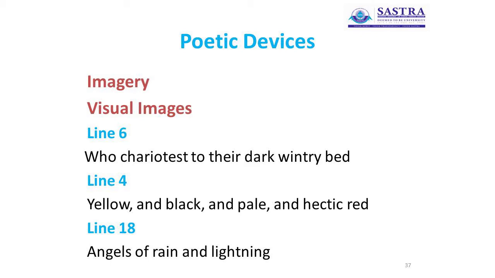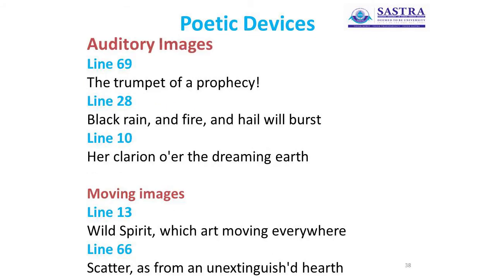Now, let me move now here to some examples of auditory images. Now, in the line "the trumpet of a prophecy." Now, the very word trumpet, when I pronounce it, it gives the sound actually of a trumpet. So, I can call this to be an onomatopoeia also. Now, here the sound, the trumpet of a prophecy, is an auditory image.